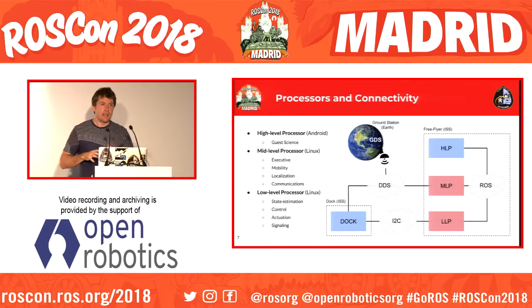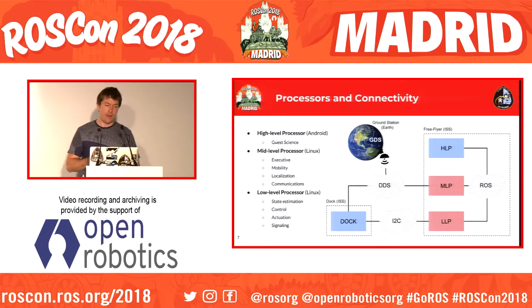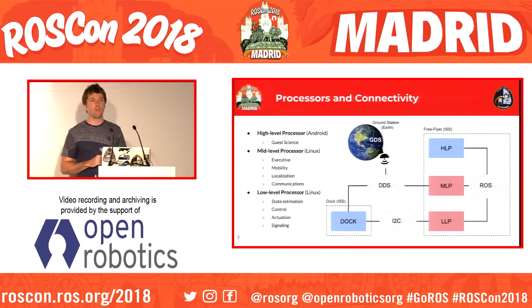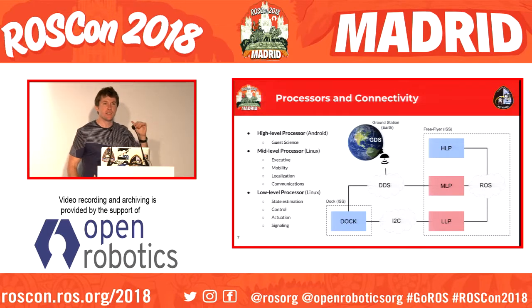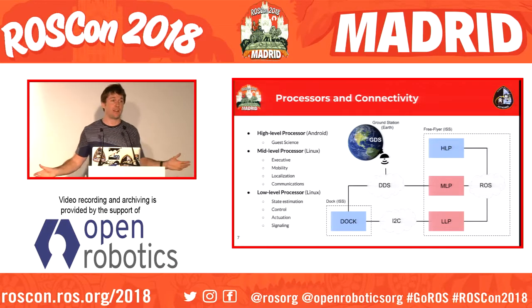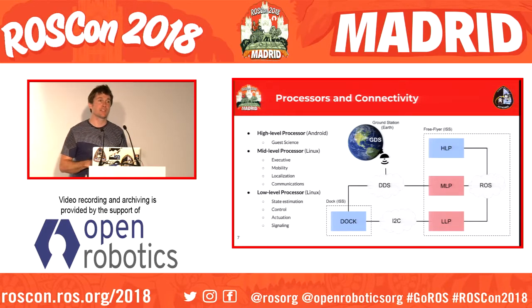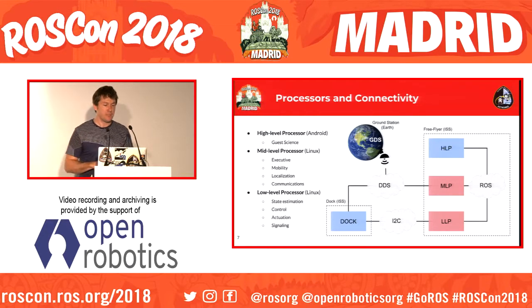So inside the Astrobee, we have 3 processors. We have a high-level processor, mid-level, and a low-level. The high-level processor is designed mainly for researchers to use as a free platform they can run any code in. It runs Android for the sake of simplistic app development, and you interface with the rest of the system through a mechanism we call guest science, which is like an API, effectively, which gives you access to a limited subset of Astrobee's functionality.